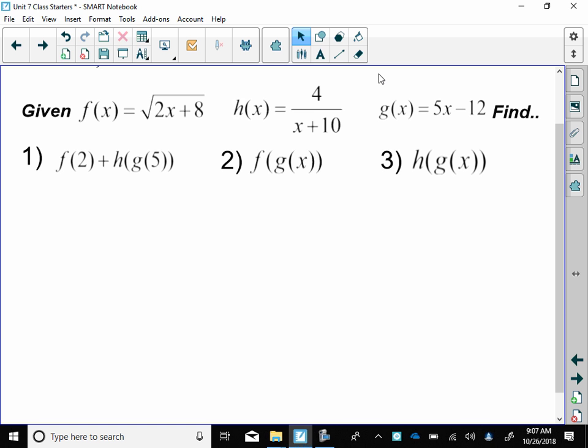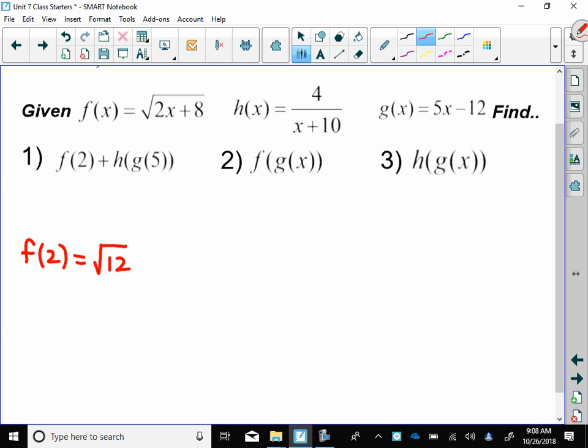So you're given three functions, f, h, and g, and you're asked to find each of the following. So for number one, you'll notice you have numbers to work with. So we can find f of 2. So f of 2 means that we're going to go to the function f, and we're going to replace x with 2. So that's going to be the square root of 2 times 2 is 4, and 4 plus 8 will be 12. So f of 2 is the square root of 12.